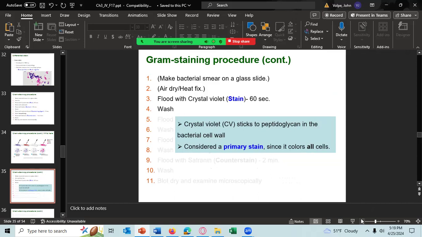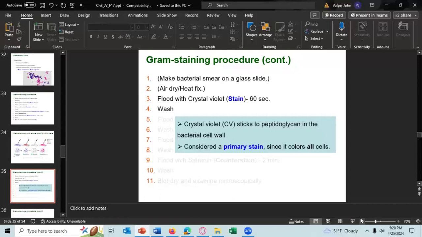All right, so in the gram staining procedure in depth, we have an air dried and heat fixed bacterial smear. We take that bacterial smear and now we begin the gram stain. We flood the slide with crystal violet. It's the primary stain because it's the first dye used and it colors all of the cells the same color. You apply the crystal violet for 1 minute. Crystal violet sticks to the peptidoglycan in the cell wall.